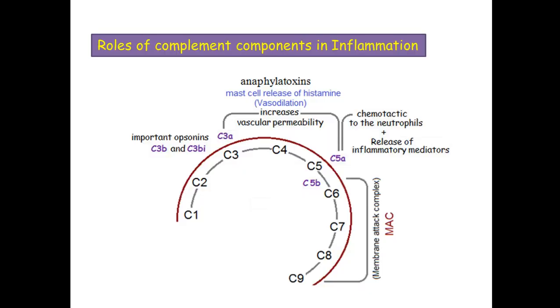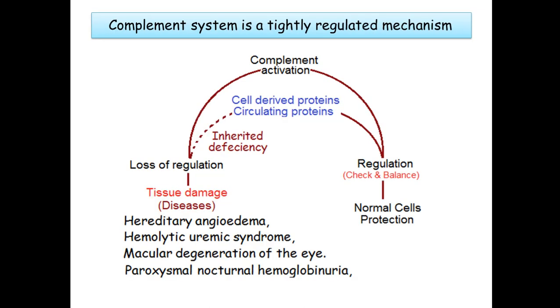Now, here we conclude that iC3b and C3b are important opsonins. The C3a and C5a are strong anaphylatoxins and cause the mast cells to release histamine and to cause vasodilation and increase vascular permeability. And additionally, C5a is a strong chemotactic agent as well as it causes the release of inflammatory mediators from the other cells.